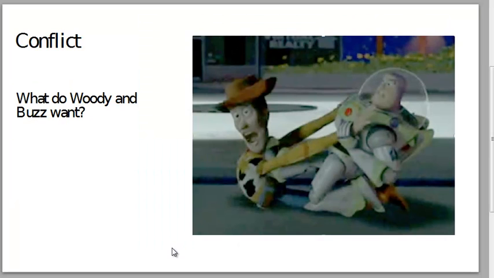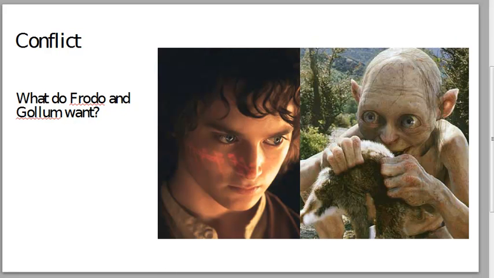What do Buzz and Woody want? Woody wants to be Andy's favorite toy, and they get into conflict over this. So conflict between the main characters can drive a lot of the drama, both in a movie and in a TV series. Frodo and Gollum from The Lord of the Rings, again, conflicting over what they want to do.